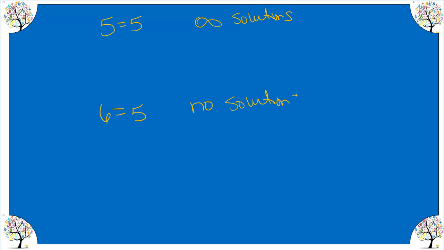One last thing, if you're solving and you have variables that cancel out and you are left with, say, like 5 equals 5, this tells me that those lines were actually the same and you would have infinite solutions. And if your variables canceled out and you ended with like 6 equals 5, this tells me that's a false statement. So this means that these were parallel lines. They had the same slope and different starting points. So there would be no solutions because the lines would never intersect.